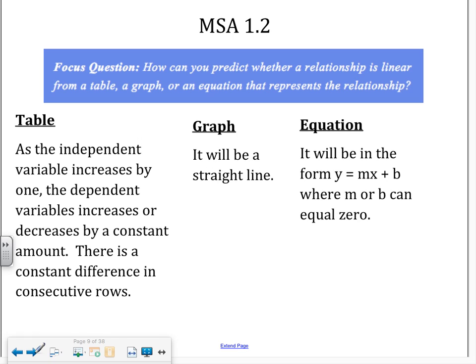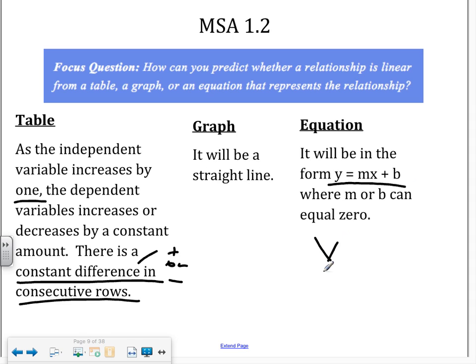How can you predict whether a relationship is linear from a table, a graph, or an equation that represents the relationship? Well, we look in the table: as the independent variable increases by 1, the dependent variable increases or decreases by a constant amount. So you're going to see a constant difference in consecutive rows where x increases by 1. That difference can be positive or negative. The graph will be a straight line. The equation will be in the form y equals mx plus b, where m or b can be 0.